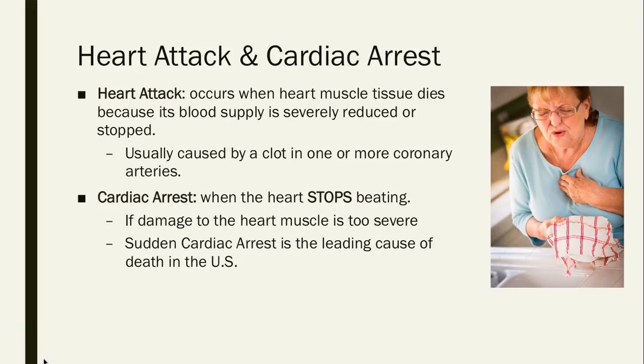So let's start in Chapter 5, the heart attack versus cardiac arrest. So what's the difference? A heart attack occurs when your heart muscle tissue dies because its blood supply is severely reduced or stopped, usually caused by a clot in one or more coronary arteries. Okay, that's a heart attack. Cardiac arrest is when the heart stops beating. The heart might stop beating because of damage to the heart muscle. It might stop beating because of sudden cardiac arrest, or some other type of reason, but the heart will completely stop beating properly. Okay, sudden cardiac arrest is the leading cause of death in the U.S.